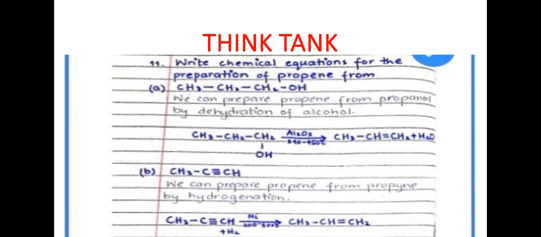B part, propine. We can prepare propene from propine by hydrogenation. This is the addition reaction. We can add one molecule of hydrogen across the triple bond and convert triple bond into double bond structure, and this could happen in the presence of nickel as a catalyst, and temperature is 200 to 300 degrees centigrade.